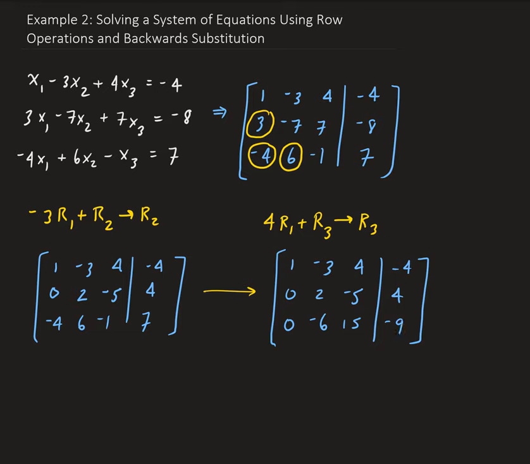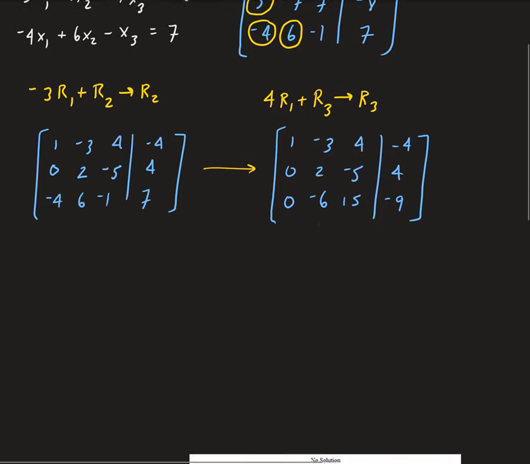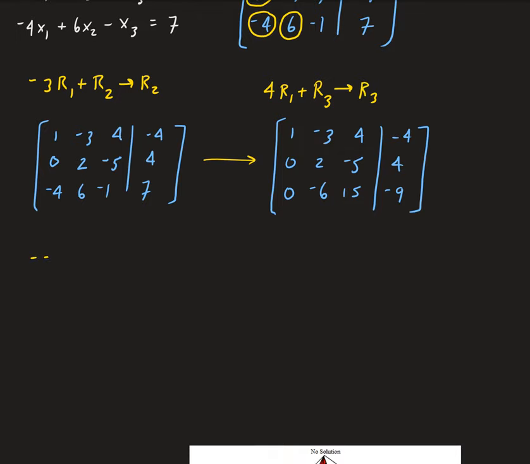For the next step, we can multiply row 2 by 3, since we want to make negative 6 into 0. So we're going to take minus 3 of row 2 and add that to row 3. Actually, we want positive 3 because we have negative 6. So we have 3 times row 2, add it to row 3, and store that result in row 3.